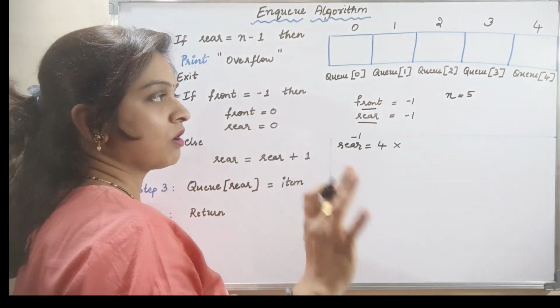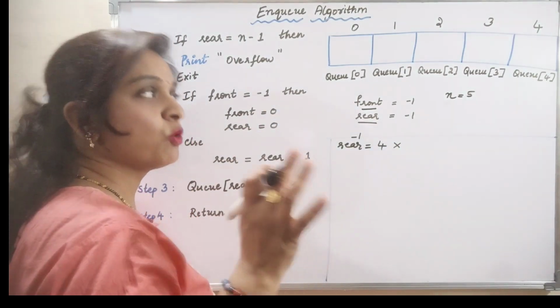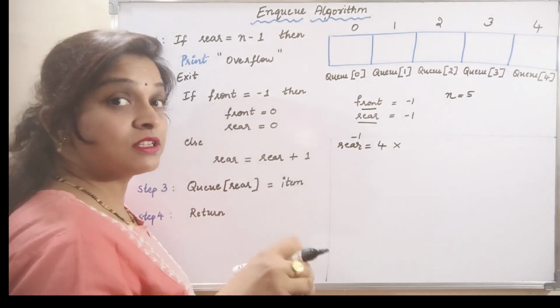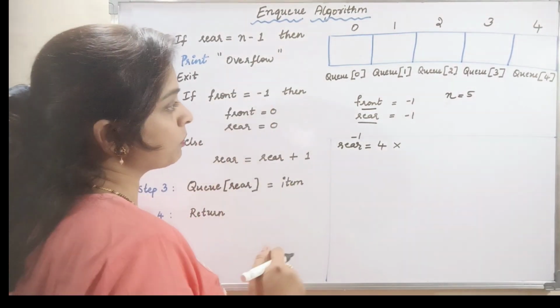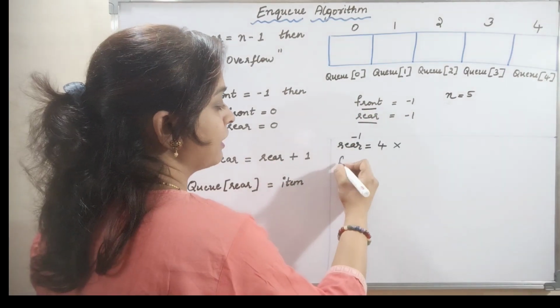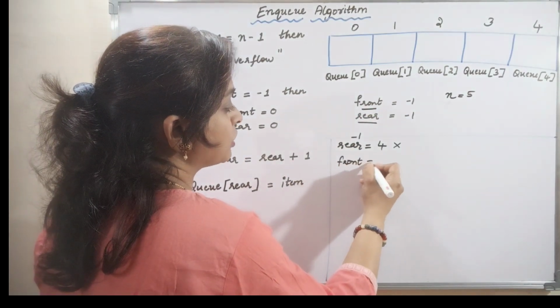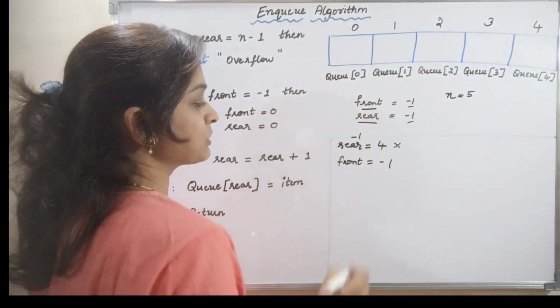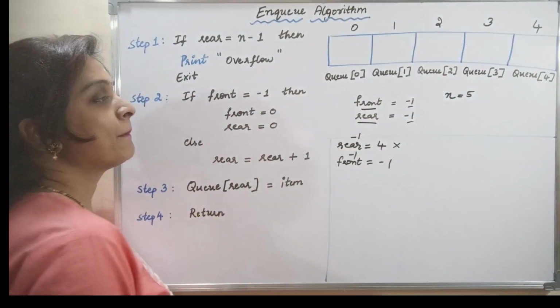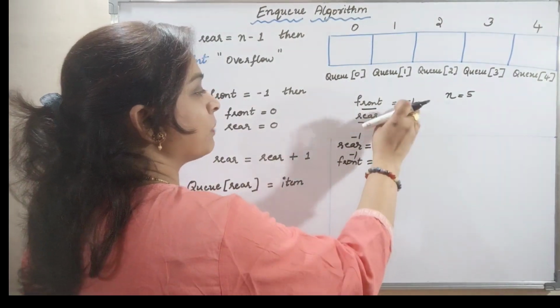If the queue is not filled with elements and you have space, is the item we are filling the first item? That we need to check. Is front equal to -1? Yes, of course. By default, as I said, both will be set to -1. Yes, front is equal to -1.